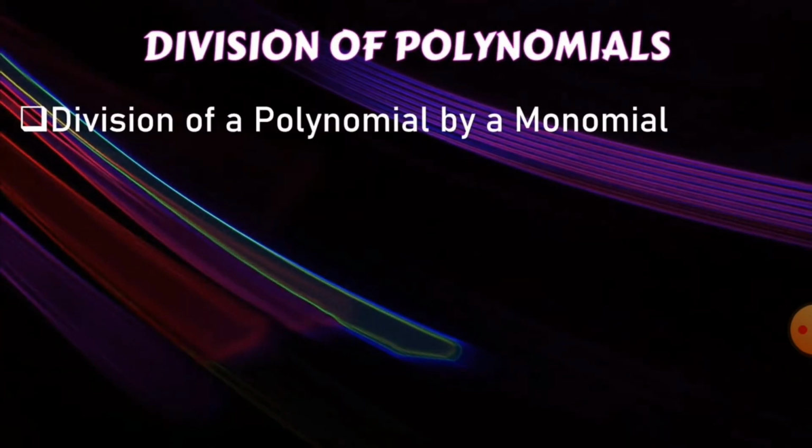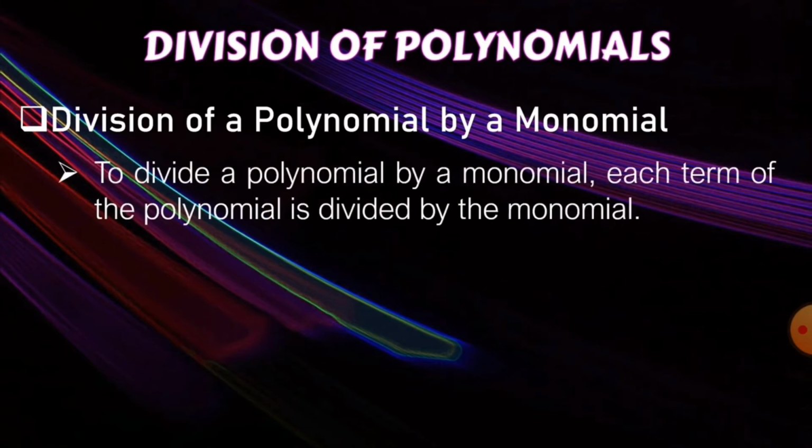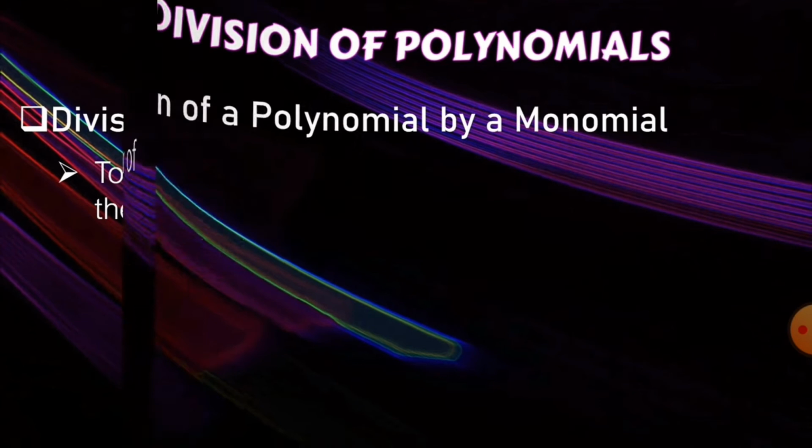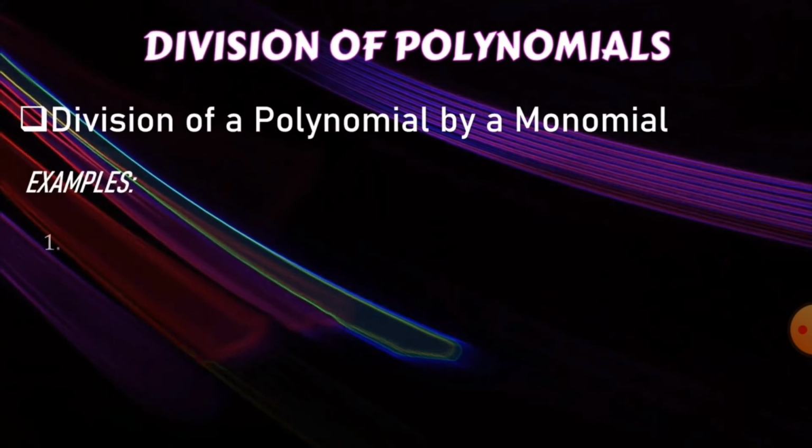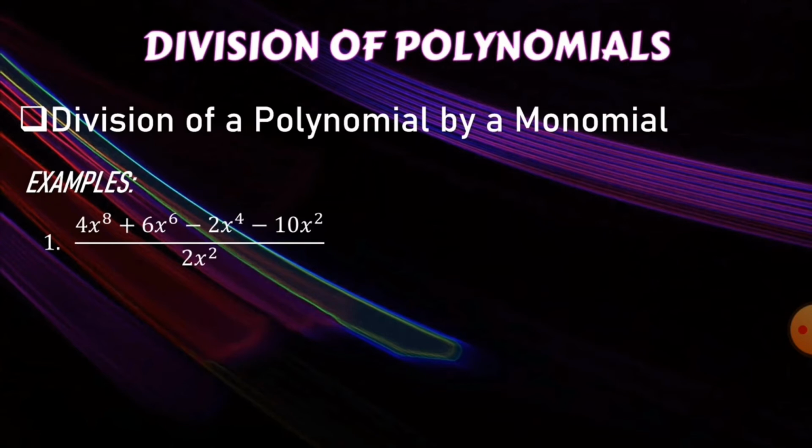Next rule, division of a polynomial by a monomial. So yung isang term is polynomial, yung isa is monomial. So how to divide a polynomial by a monomial? To divide a polynomial by a monomial, each term of the polynomial is divided by the monomial. So ano po ang ibig sabihin nito? So let's have an example para mas maintindihan natin yung procedure. So number 1, we have the first expression, that's polynomial.